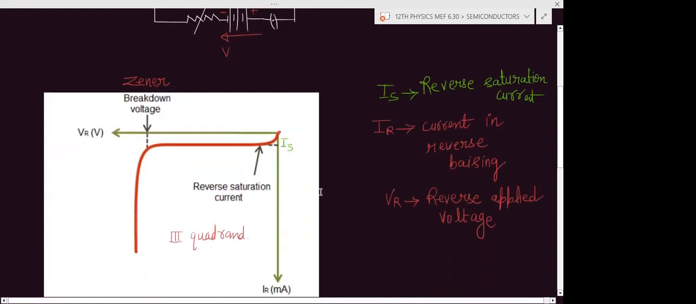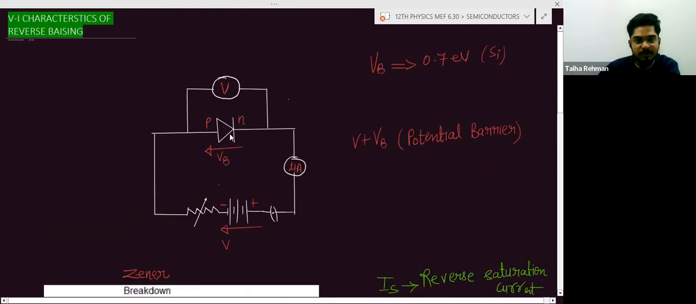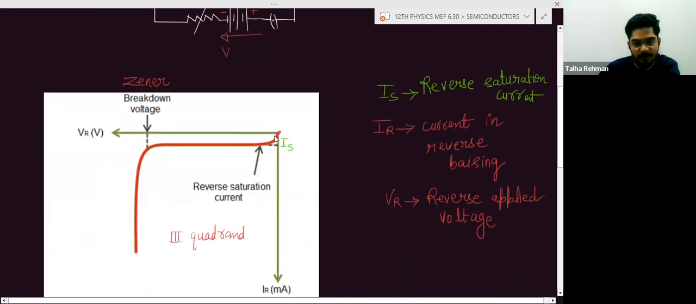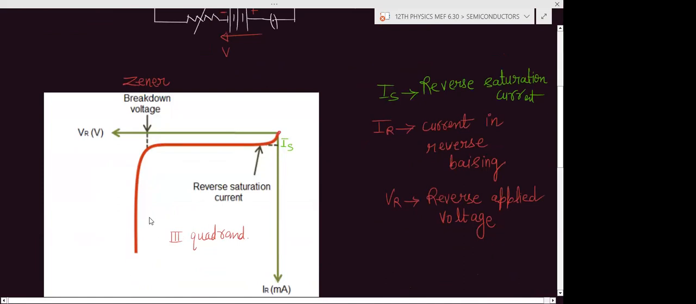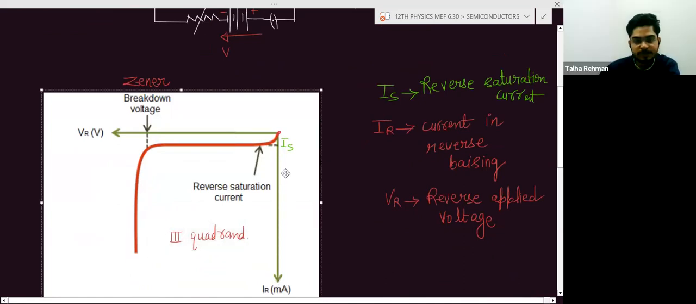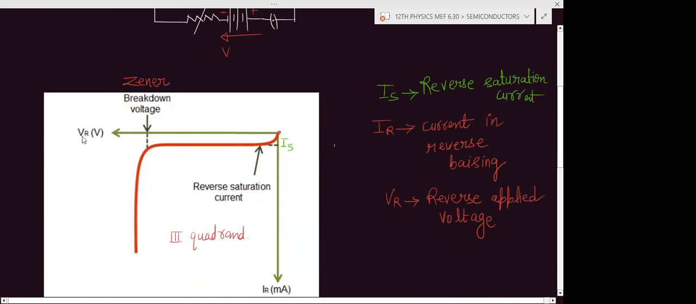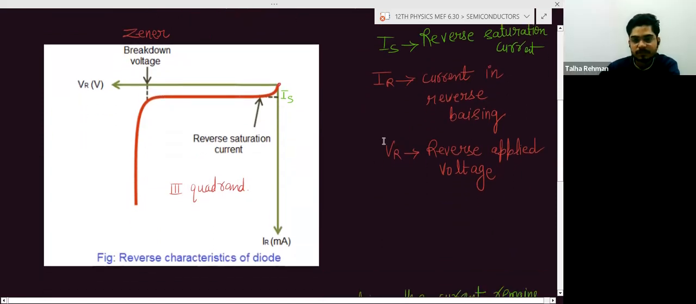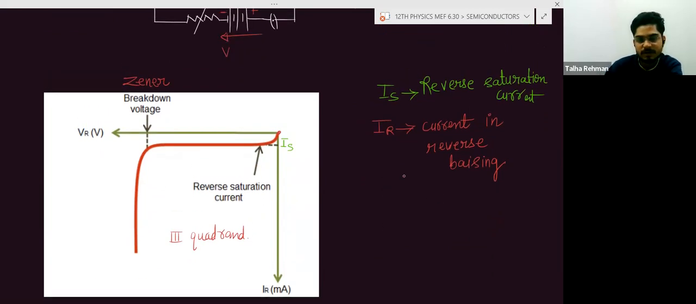So here, the graph of this reverse bias will be like this. In the third quadrant, this graph will be plotted. So this is the current. IR means current in the reverse bias. VR means voltage in the reverse bias. VR is the voltage across the PN junction.